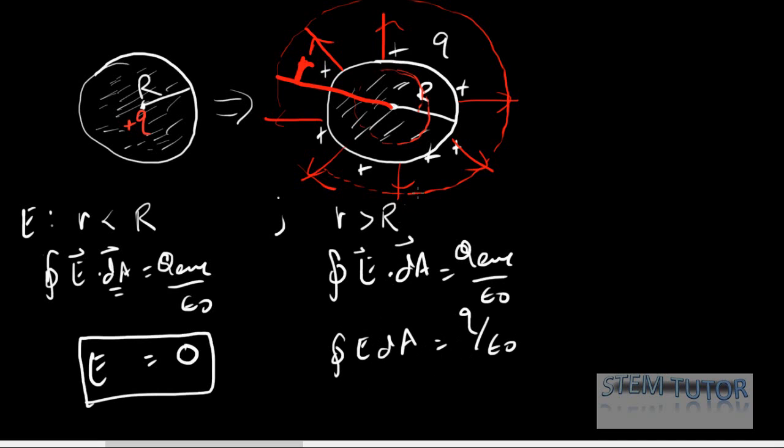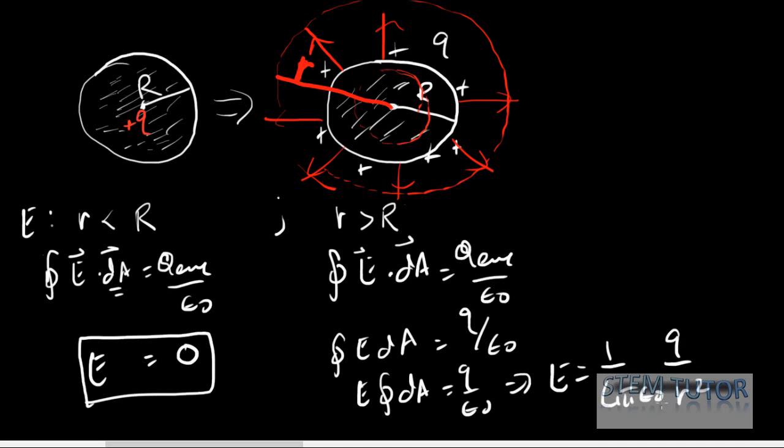The electric field is constant over this Gaussian surface, because this situation is symmetric. So the electric field comes out of the integral. It becomes the integral of dA equals q over E naught. That implies that the electric field is equal to 1 over 4 pi E naught, q over r squared, because dA integrates to 4 pi r squared. So the electric field outside a spherical conductor is the same as the electric field produced by a point charge, and the electric field inside the conductor is 0.